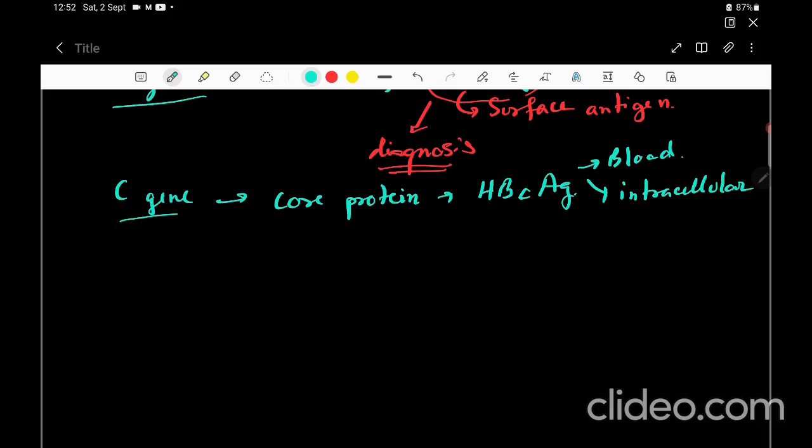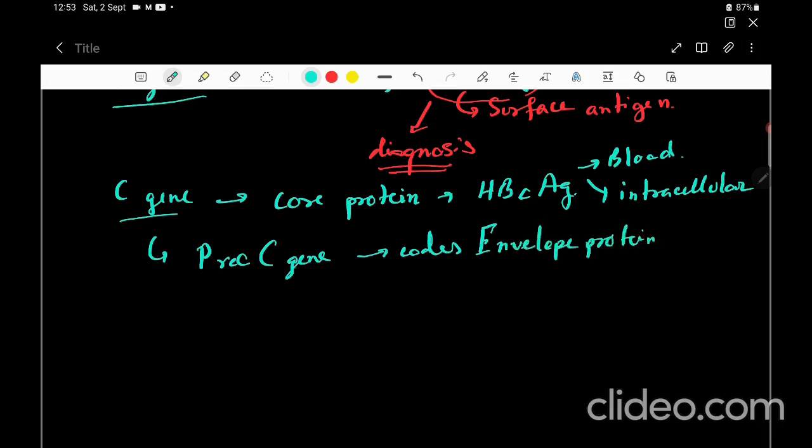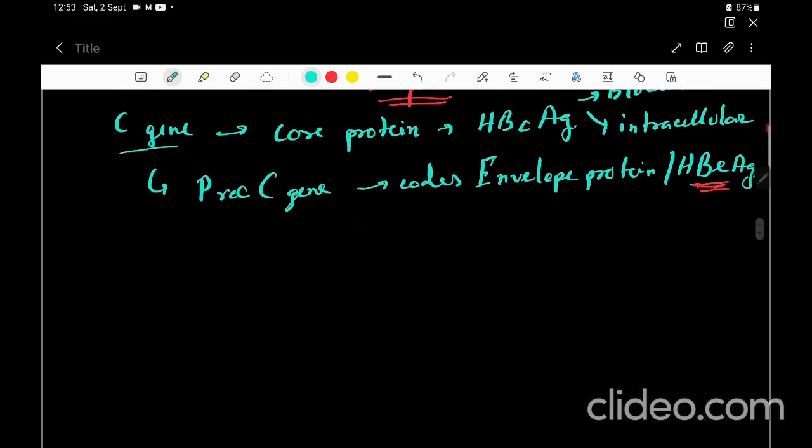Now there is another portion of this C gene, called the PreC gene, which codes for the envelope protein, or HBeAg. This HBeAg also has clinical perspectives.